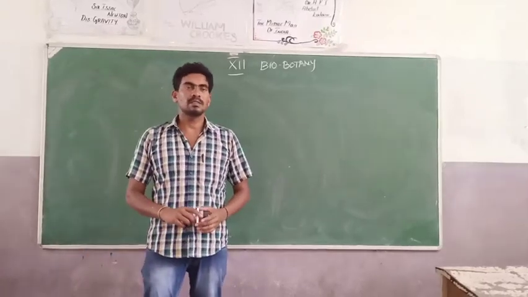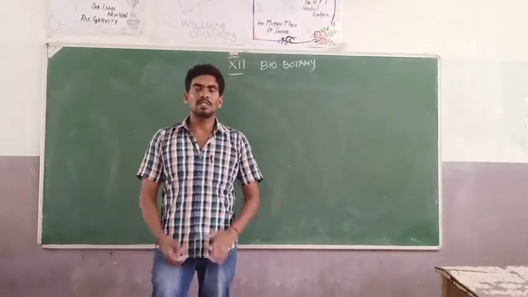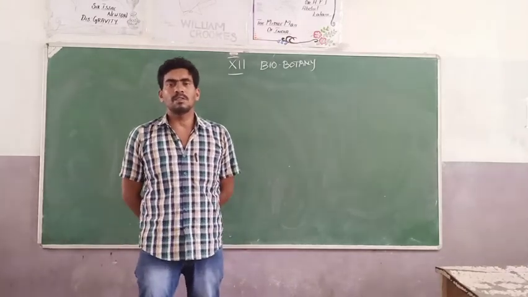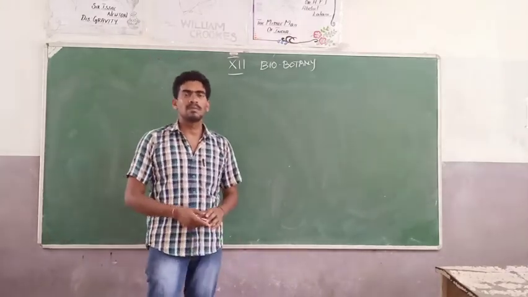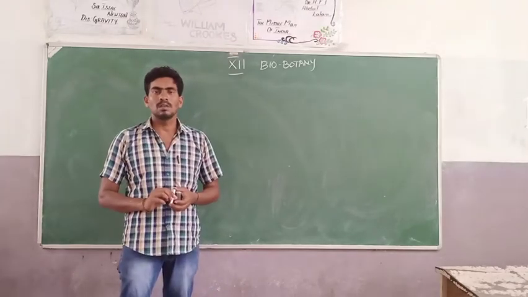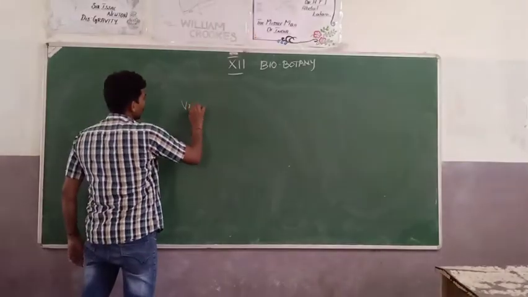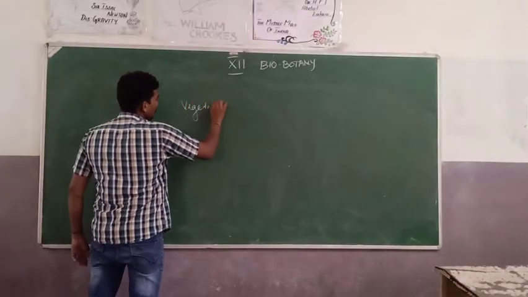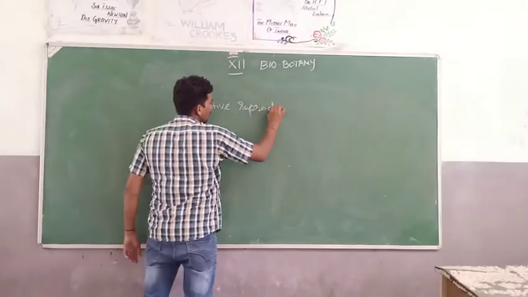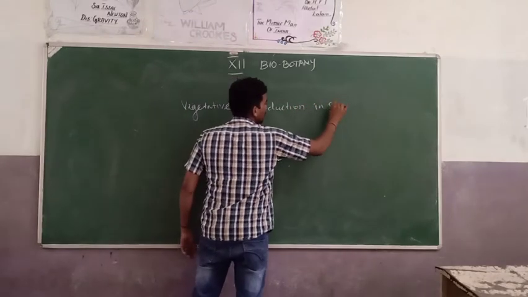In the previous class, we discussed the natural methods: vegetative reproduction in root, vegetative reproduction in stem, and vegetative reproduction in leaves. Today we will see vegetative reproduction in stem.